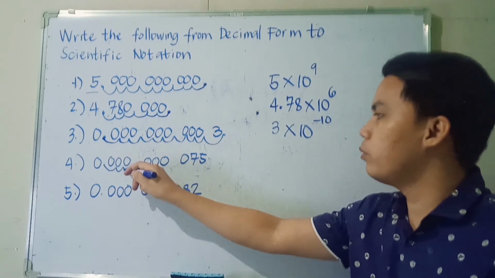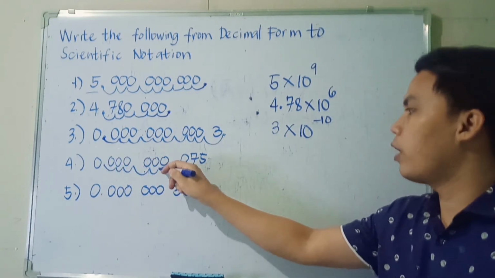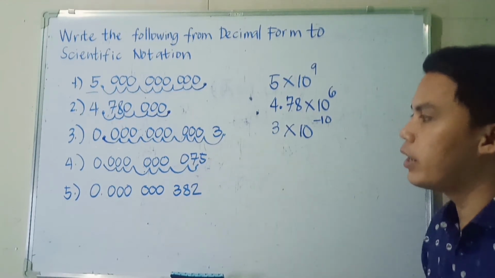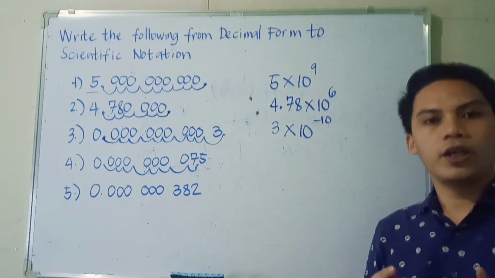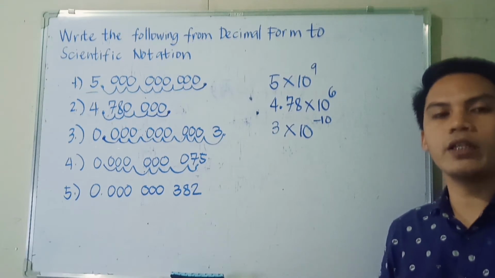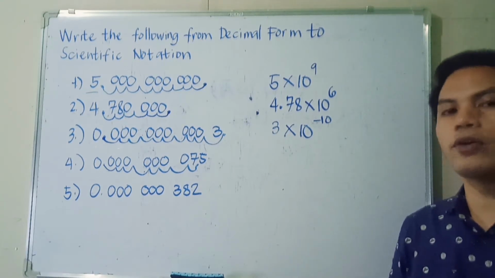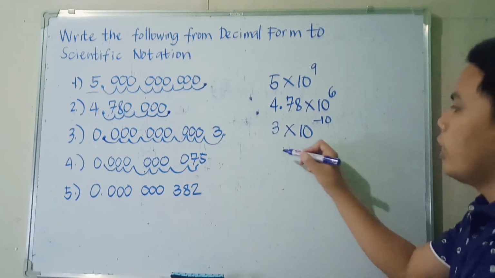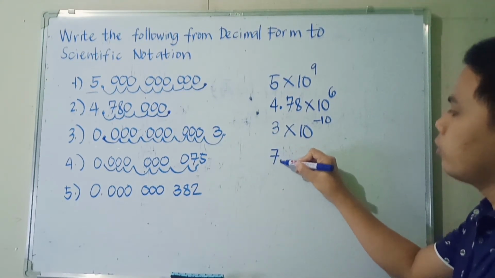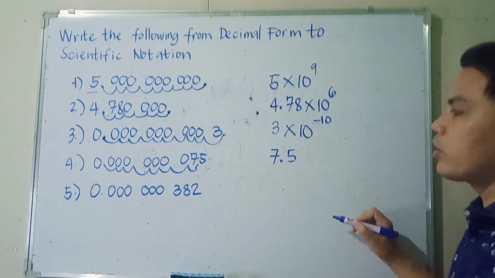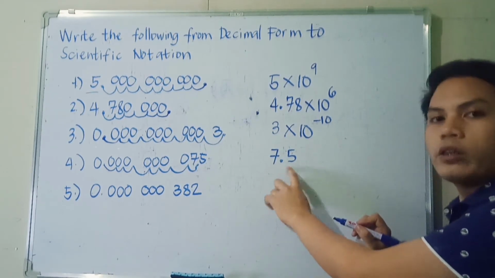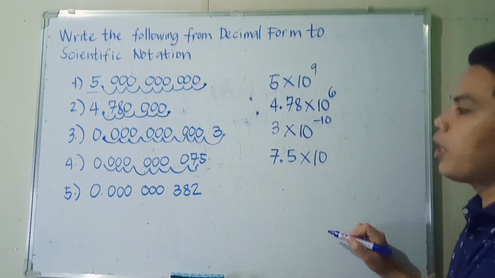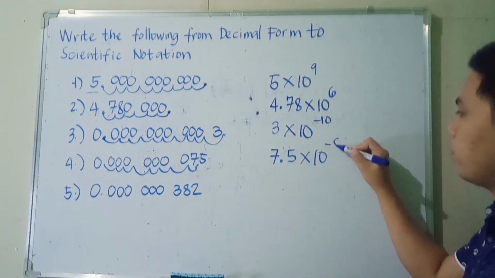So, we have 1, 2, 3, 4, 5, 6, 7, 8. Okay, after lang siya ng first significant digit or non-zero digit na ma-encounter natin. So, that would be after 7. Okay? Isusulat natin yung significant numbers only. So, you have 7.5 times 10 raised to the power of negative 8.